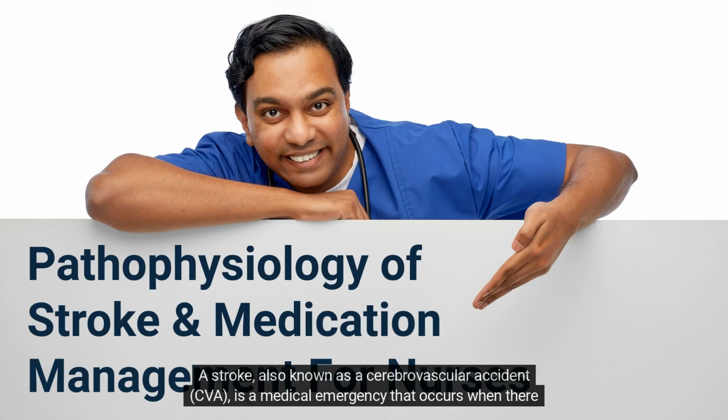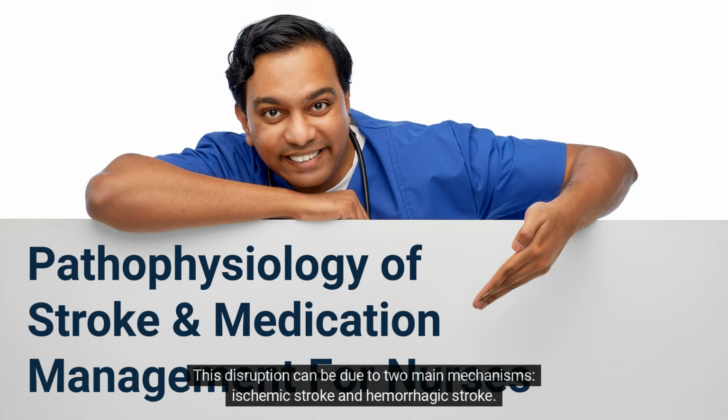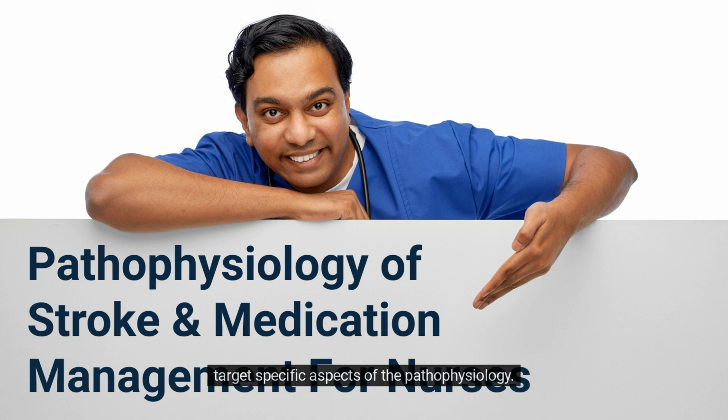A stroke, also known as a cerebrovascular accident, CVA, is a medical emergency that occurs when there is a disruption in the blood supply to the brain. This disruption can be due to two main mechanisms: ischemic stroke and hemorrhagic stroke. The pathophysiology of stroke differs between these two types, and the medications used in their management target specific aspects of the pathophysiology.